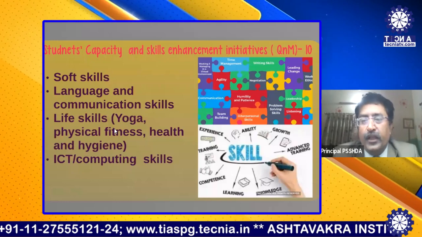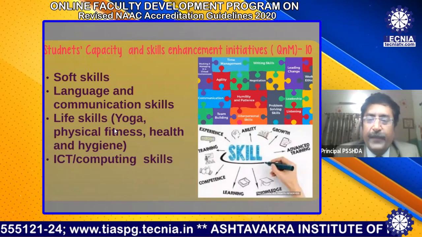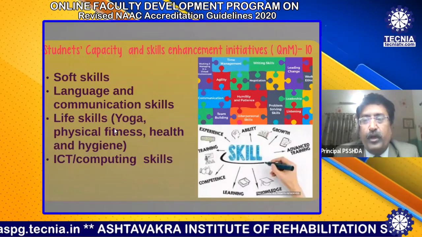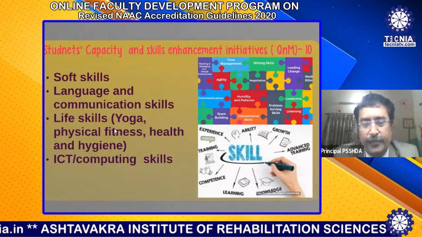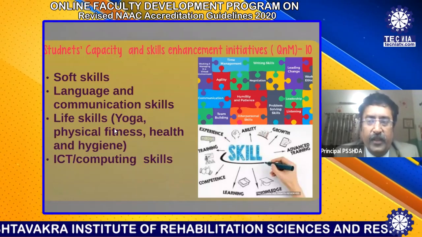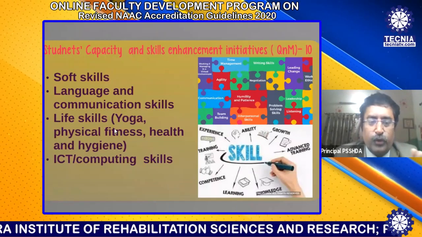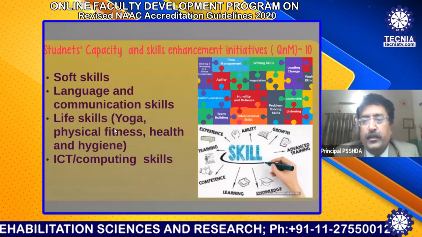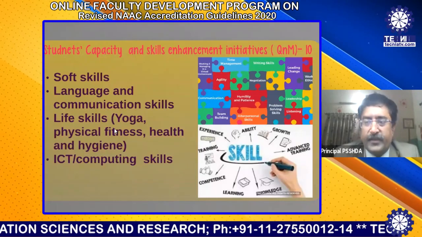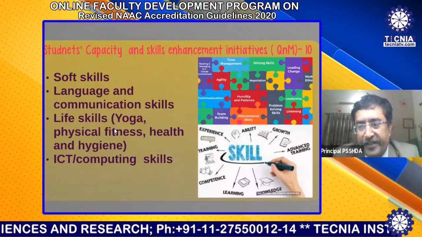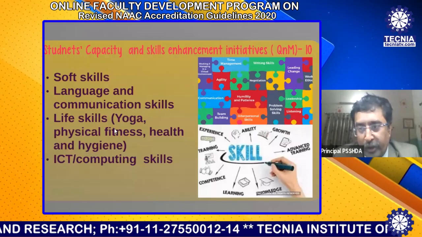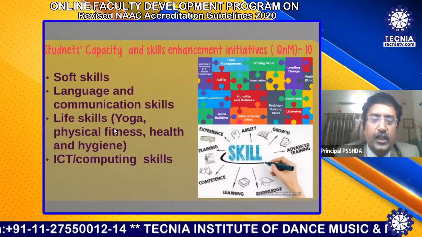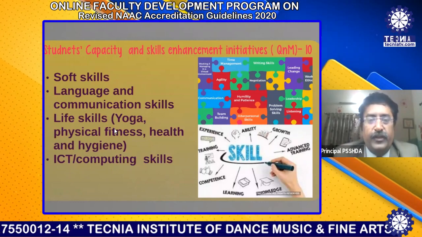For life skills, if your college has a yoga center, for physical fitness an indoor stadium or gym, and your campus has a health center and you are taking care of your students' health, and for hygiene, your campus canteen or pantry room and laboratories are very well maintained and hygienic, then you will definitely benefit under this criterion.